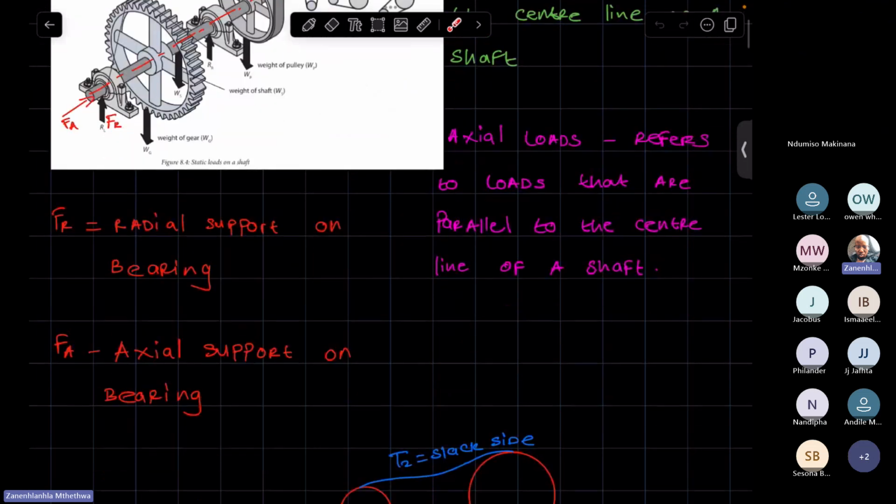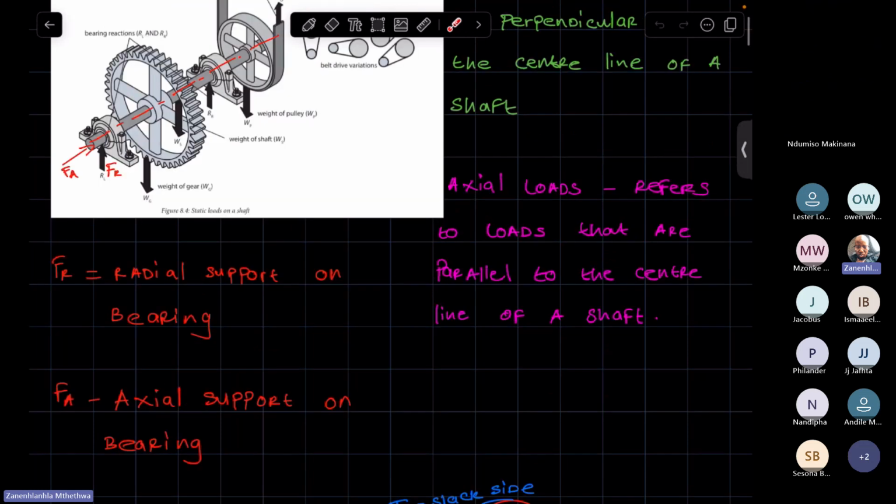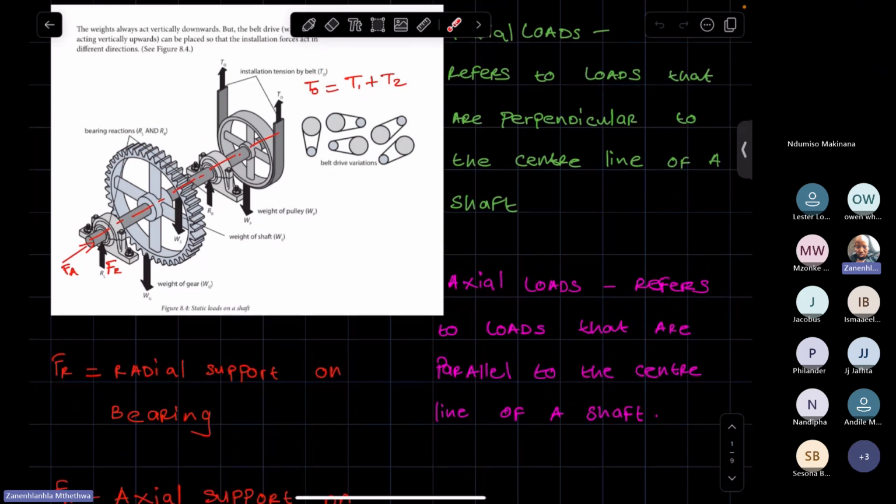Right. So you get bearings that support both radial loads and axial loads, and you get bearings that only support radial loads and only support axial loads. For the most part here, we'll be looking at the kind of bearings that are able to support both axial and radial loads.